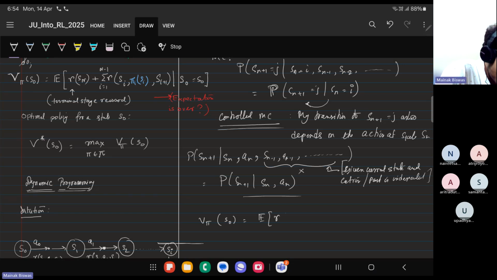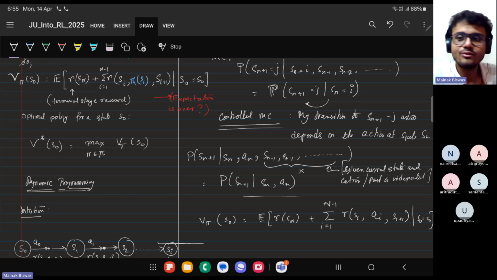This is just to recall your Bellman equations. The sum from i equal to 1 to n minus 1 of the reward of Si, pi i. I'll tell you why I wrote pi i. Currently, you can write ai as well. Si plus 1, with S0 equal to a.